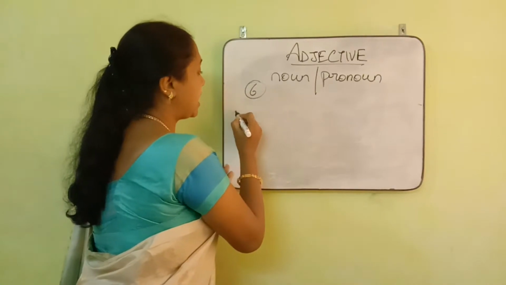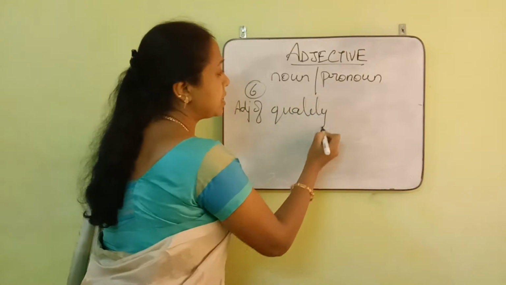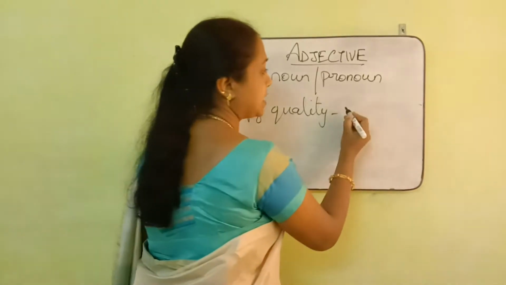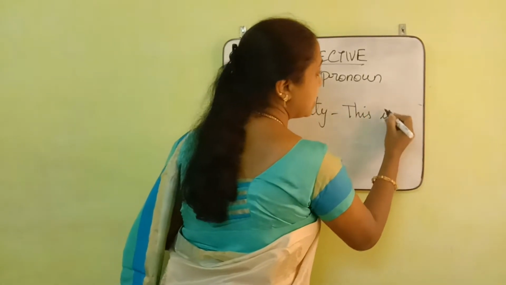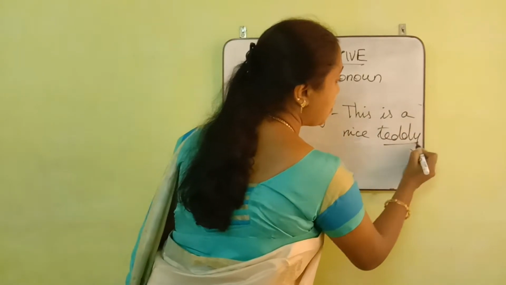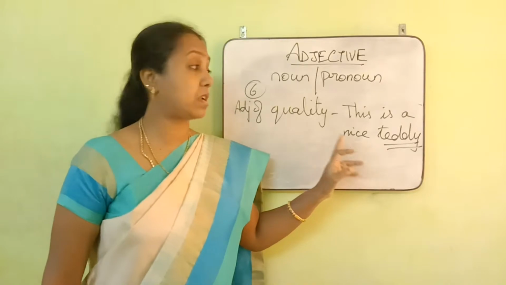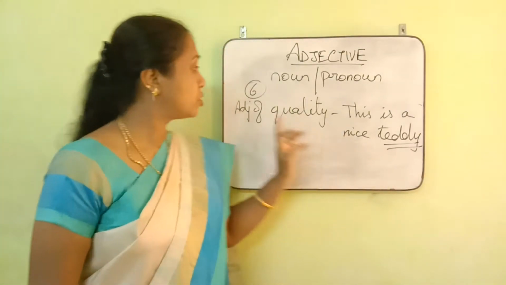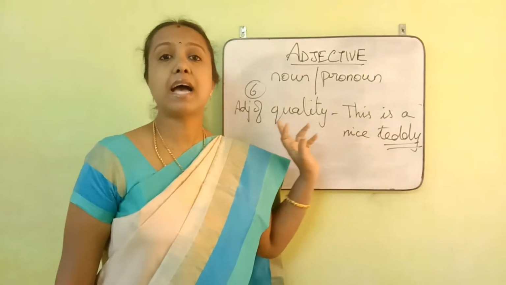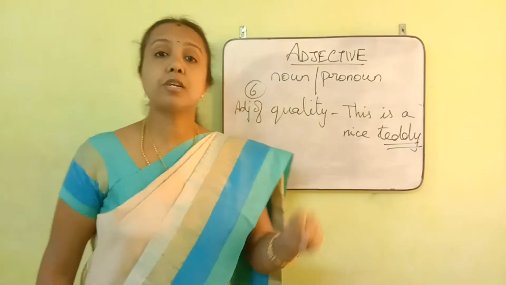The first one is the adjective of quality. Adjective of quality is otherwise called the descriptive adjective. For example, when I say this is a nice teddy. This is a nice teddy. When I talk about the doll, the teddy, I said it's nice. You can use other words like awesome. It's brown in color. So this talks about the quality of the doll. That's adjective of quality, or you can otherwise call it the descriptive adjective.